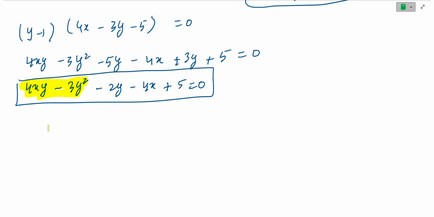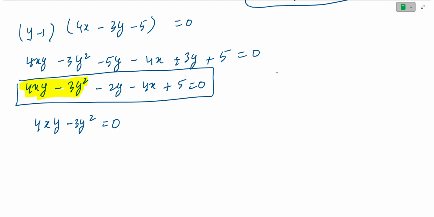Now I have to make an equation with the second degree terms. That equation is 4xy minus 3y square is equal to 0. What this equation 4xy minus 3y square is equal to 0 represents is the equation of the pair of lines passing through the origin and parallel to this given pair of straight lines. What is the meaning of that?